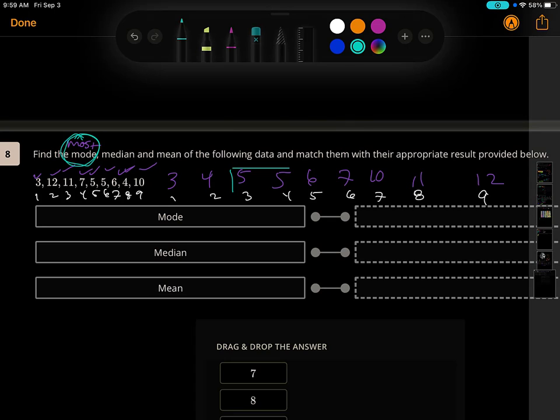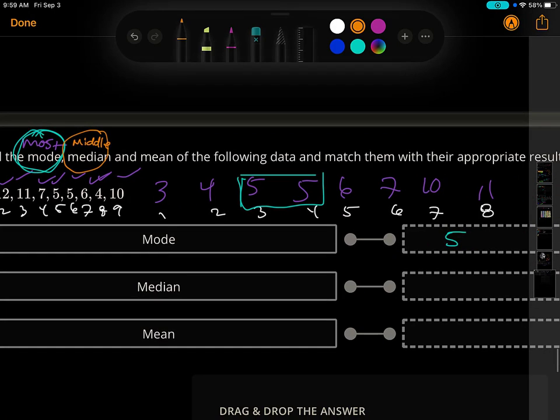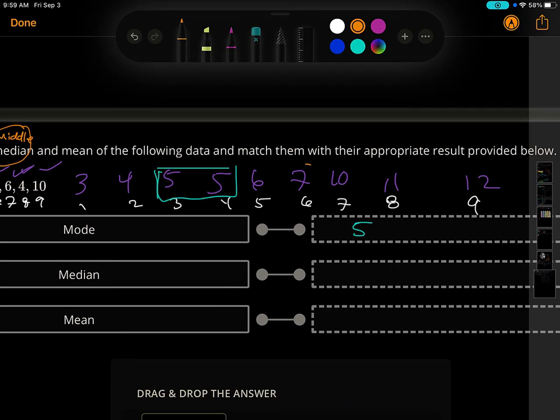Okay, the mode means the most, and I see this number repeated twice, so my mode is going to be 5. The median is another word for middle. I have 9 numbers here, so this has 4 numbers to the left, and this also has 4 numbers to the right, so this number is in the middle. Remember, if it was an even amount, you would just add them and divide by 2. So here our number 6 is our answer.